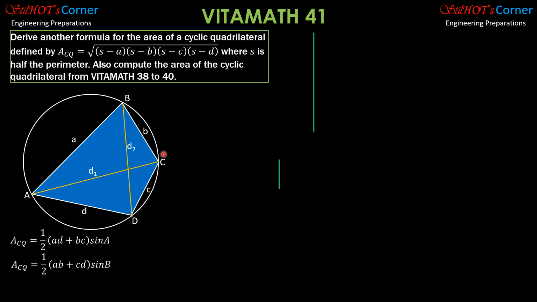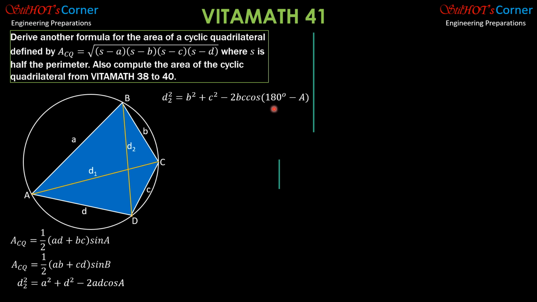So having known that, we have to apply the cosine law for triangle ABD for diagonal 2. Diagonal 2 squared equals a squared plus d squared minus 2 times AD cosine of angle A. Remember the cosine law. Then in triangle BCD, diagonal 2 squared equals b squared plus c squared minus 2 times bc cosine of angle C, which is 180 degrees minus angle A.